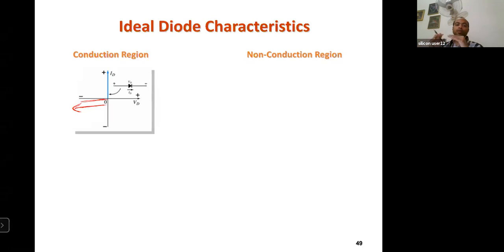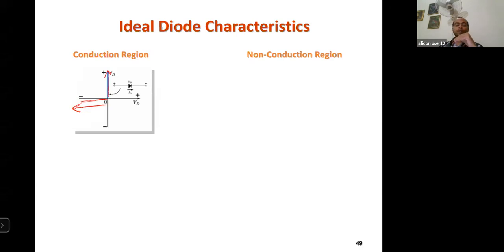So whenever it is coming out of reverse bias, or entering towards forward bias, at that time the current becomes infinite. Why? Because we are assuming that it is short circuited. Obviously, short circuit means its resistance is zero, and resistance zero means its current will be infinite. So here we are saying that ID is a very large quantity, or ID is infinite when VD equals zero.